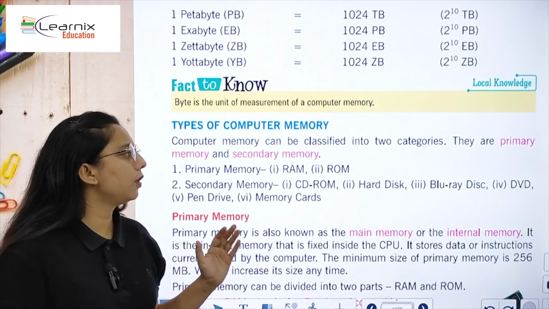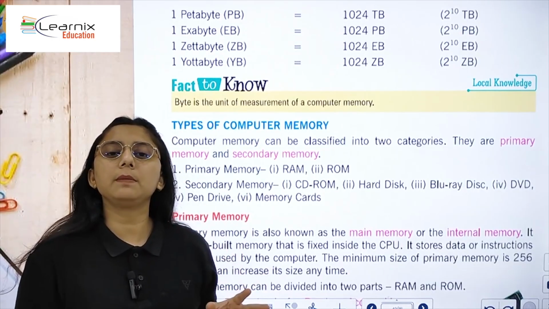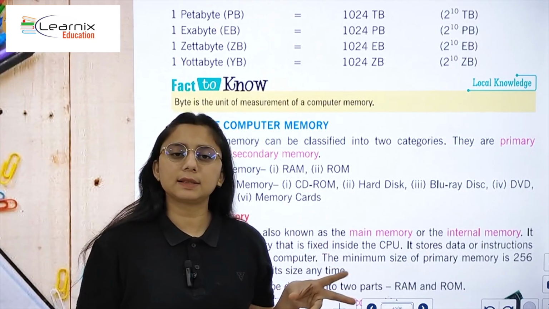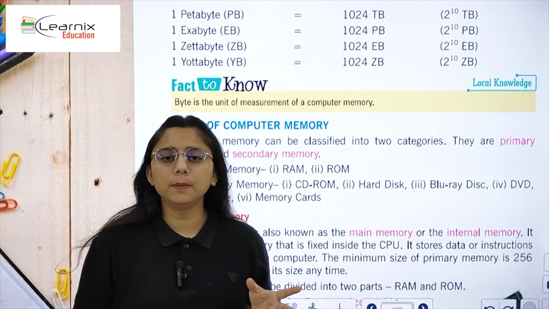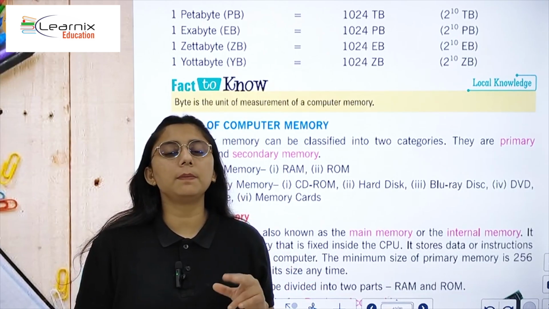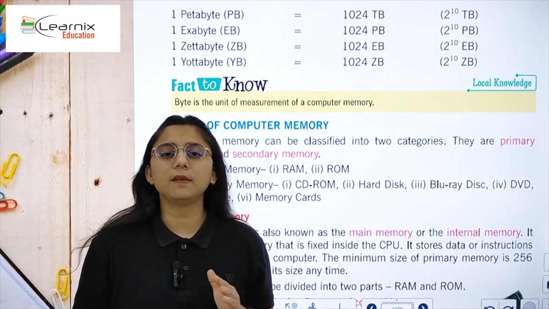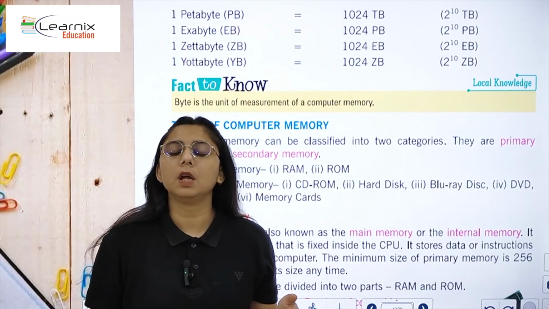Then we have types of computer memory. We have 2 types of computer memory: primary and secondary. In primary, we have RAM and ROM. Random access memory is temporary memory, and read only memory is permanent. You can only read; you cannot erase anything. Then we have secondary memory, in which we have CD, DVD, hard disk, flash drive, memory card, and pen drive.